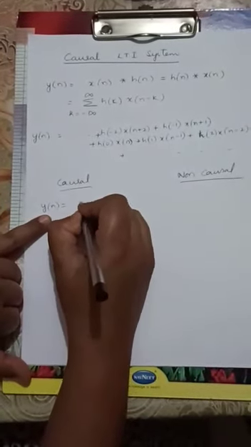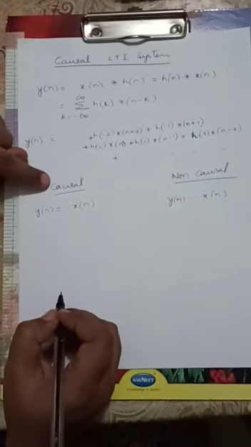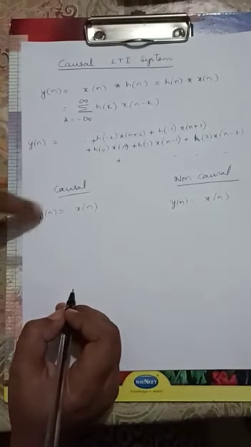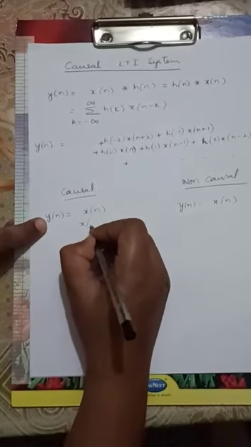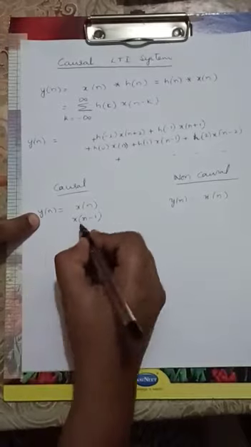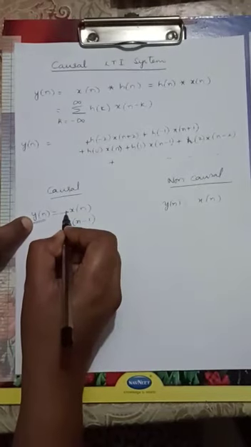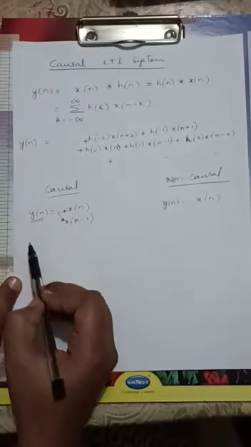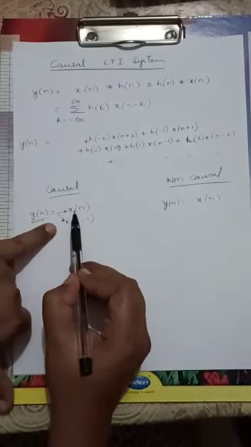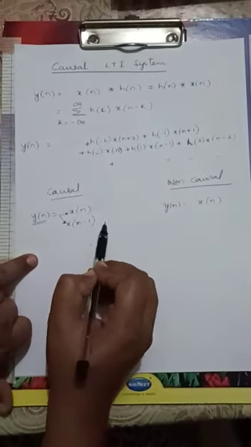Again I will take y of n. It is a current output, current input. We call a system a causal system if the present output, or current output, is dependent on the current input and the past inputs. Past terms means n minus k terms. So if output y of n depends on the current input and the past inputs, then the system is said to be causal. If y of n is just x of n, it is also causal. If y of n is just x of n minus 1, it is also causal. Or if it depends on both, it is causal.